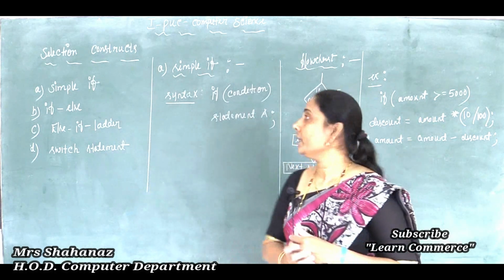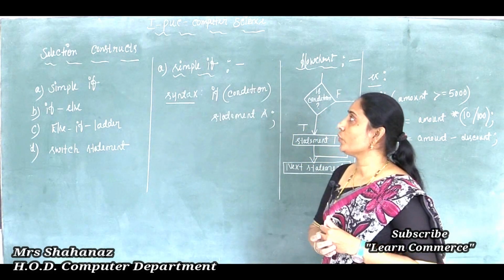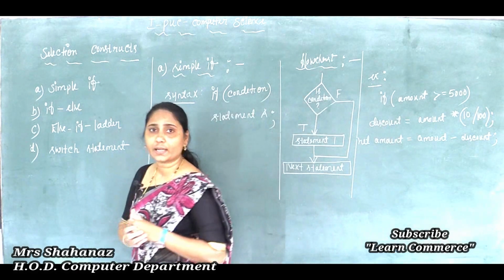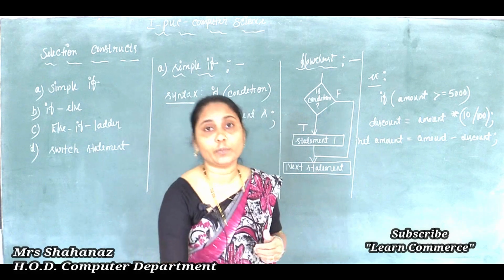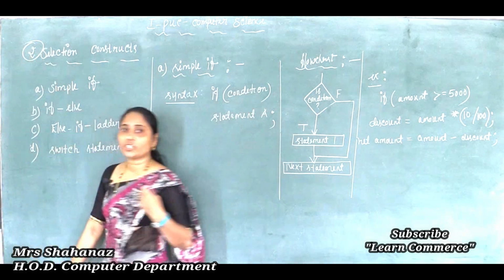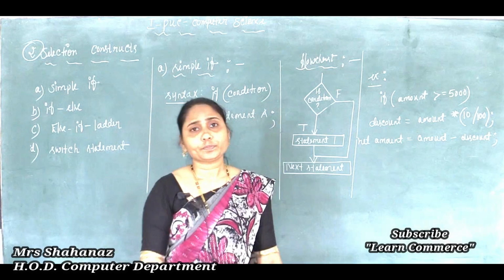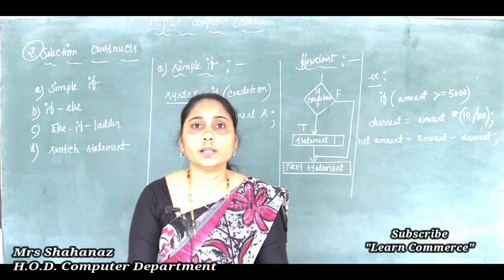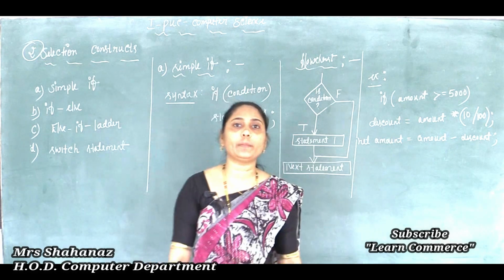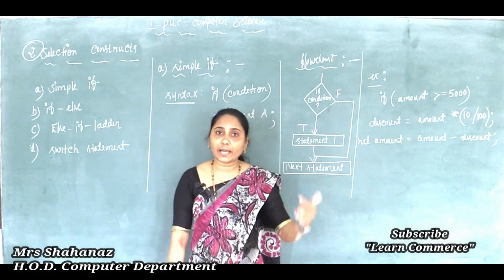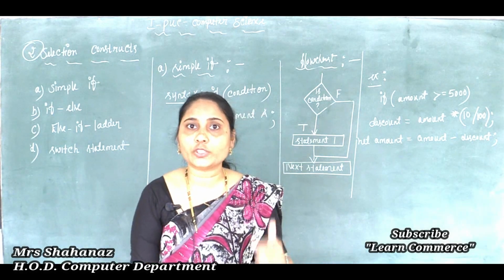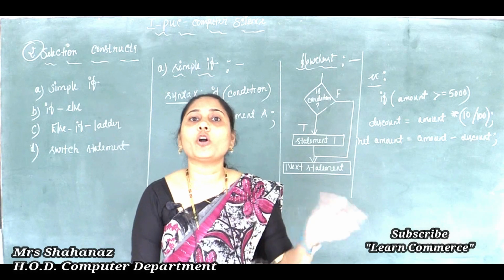Now in today's class we are going to explain the second construct. The second construct is called the selection construct. The selection construct is the ability of the programming language to select the statements of a program. Is this point clear? Here we are going to select the statements for execution.